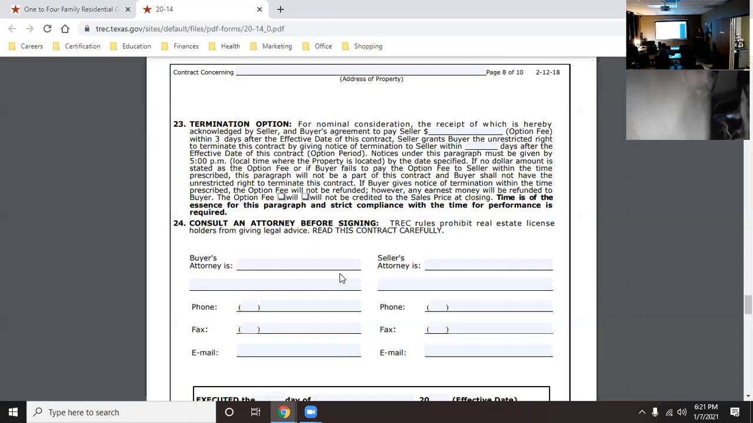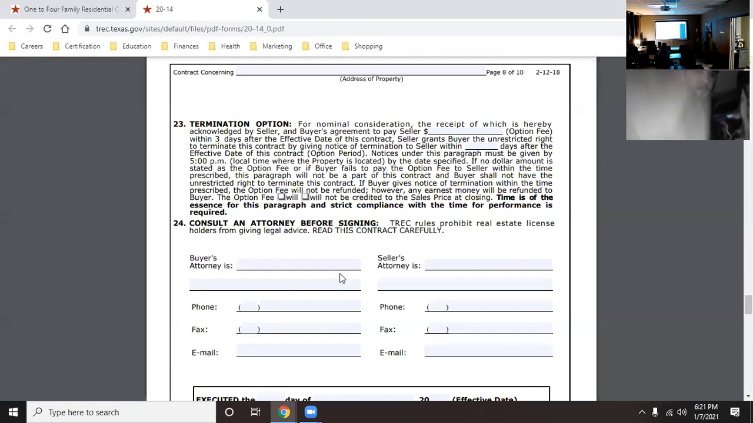In this situation, now that comes back, Miss Linda keeps wondering, where's that $100? All right. Comes back here, Miss Linda, 23. Okay, we're gonna read it first. So termination option, for a nominal consideration, the receipt of which is hereby acknowledged by the seller and the buyer's agreement to pay the seller, that's where that $100 would go, right in that blank. Okay.